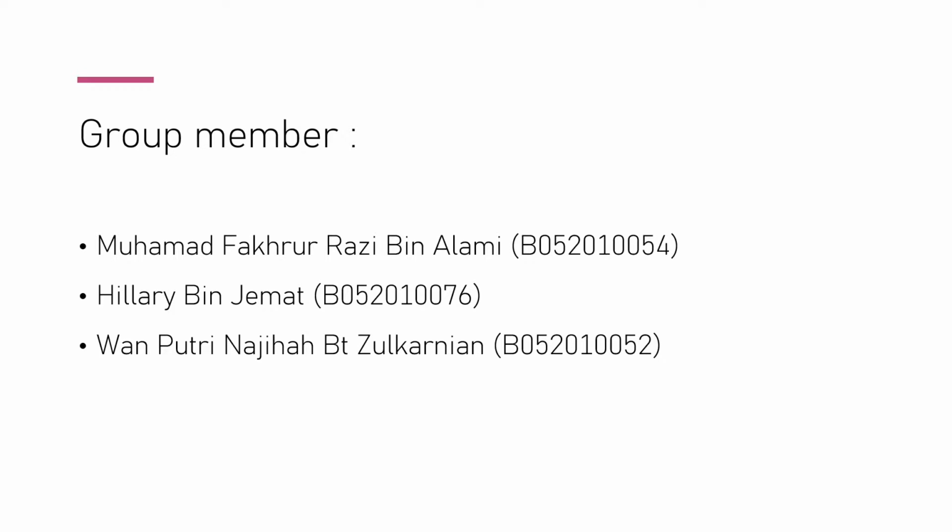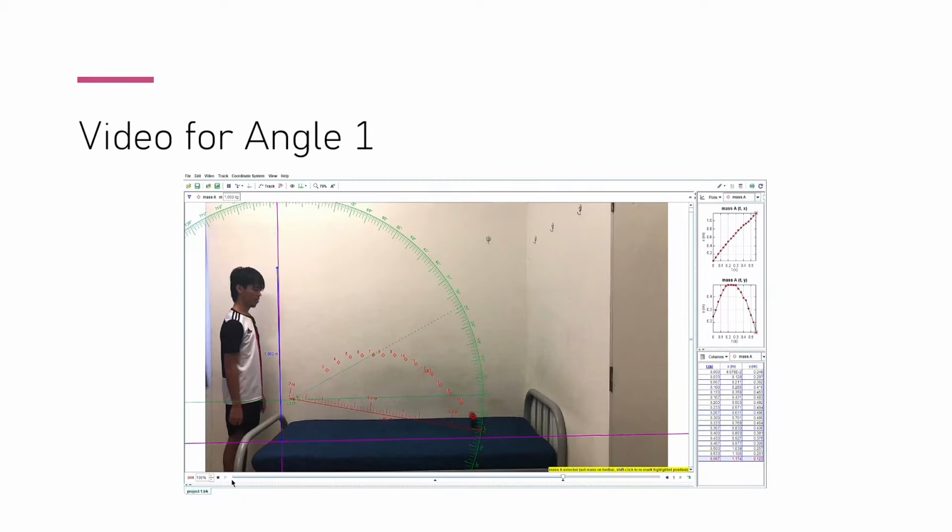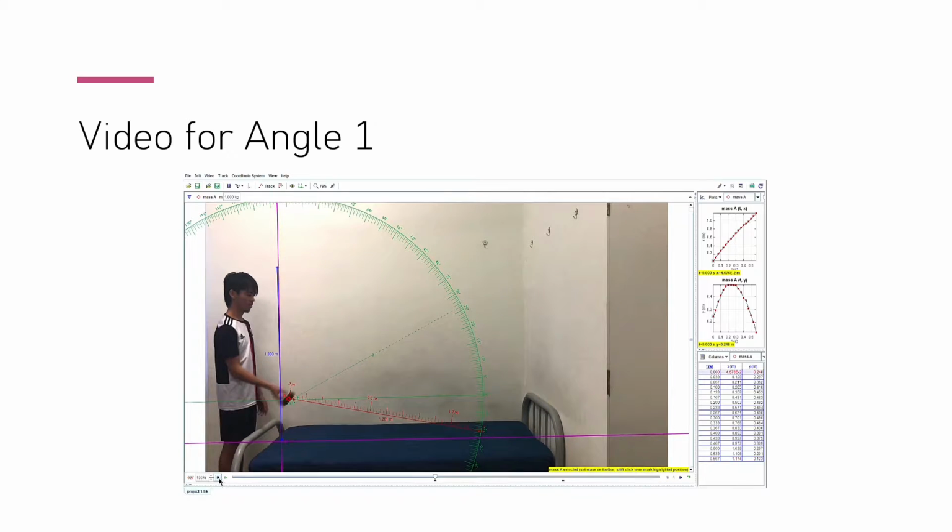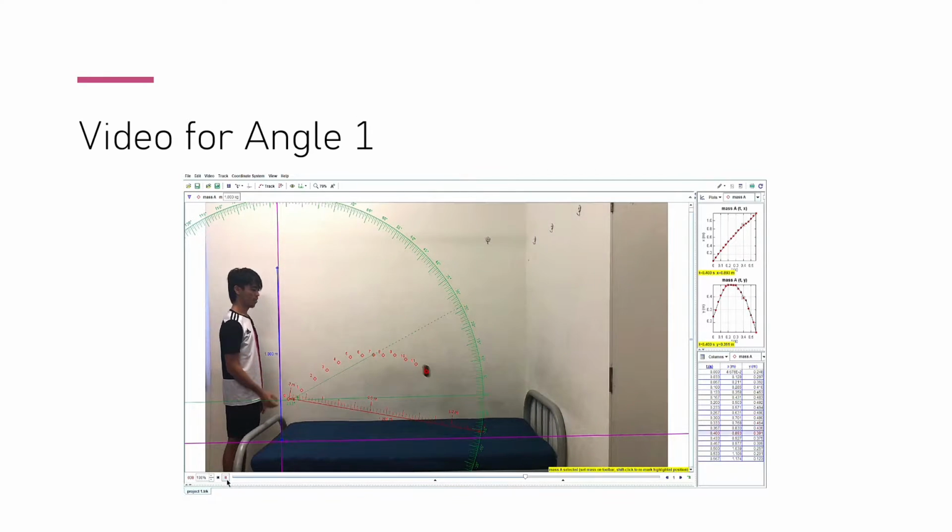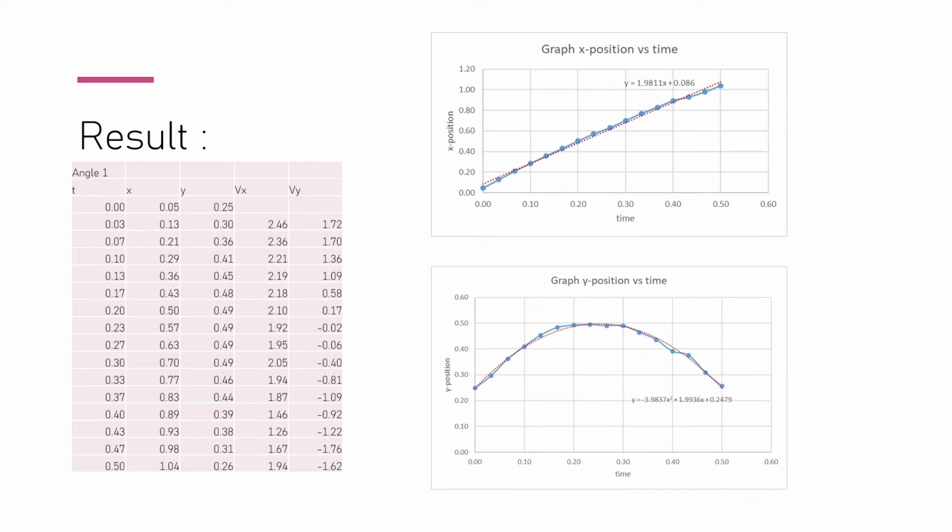This is our group member. This is the video for angle 1 using the software Tracker. This is the result that we get from Tracker for angle 1.